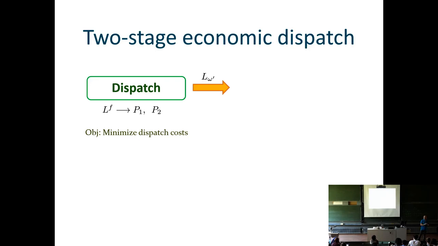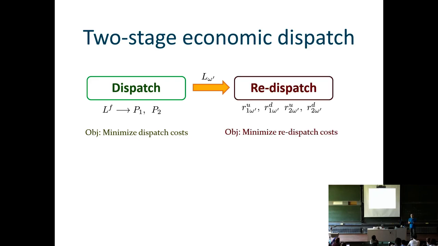It's what we know for sure, what we have. The information that we have received or that we have fabricated. Given the forecast, this is the only thing that I know. I have to decide on P1 and P2, the production of the two generators, in the face of uncertain demand, to minimize dispatch costs. Then, the actual realization of the load happens, this is scenario omega prime, and then we have to redispatch our generator using upward regulation and downward regulation. And then, our objective there, as always, is to minimize redispatch costs.